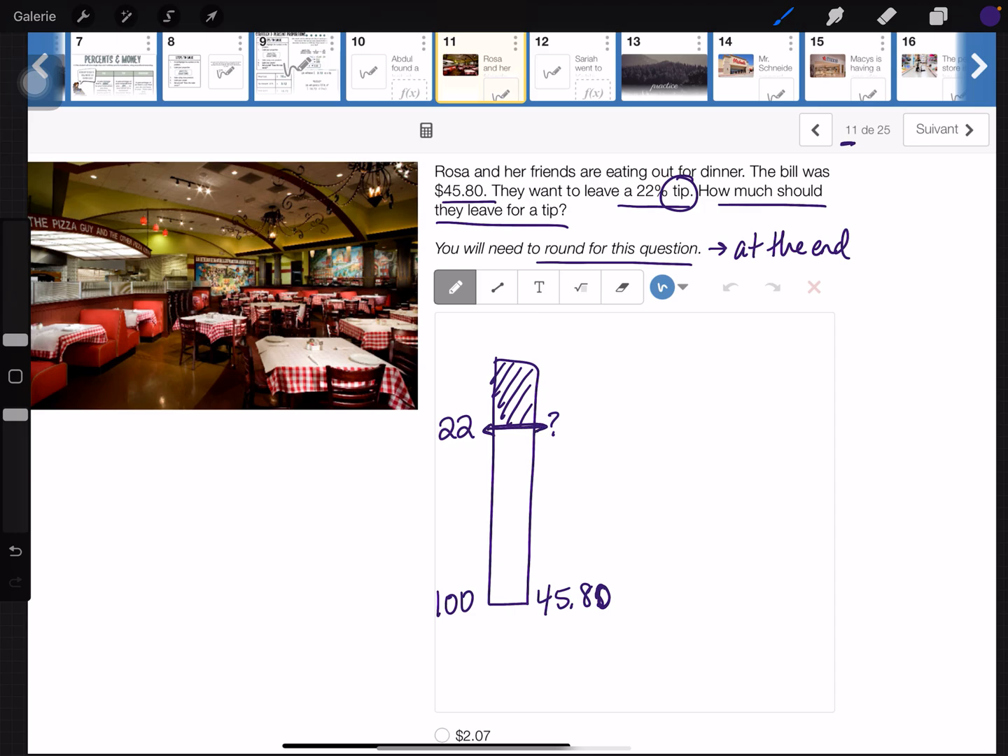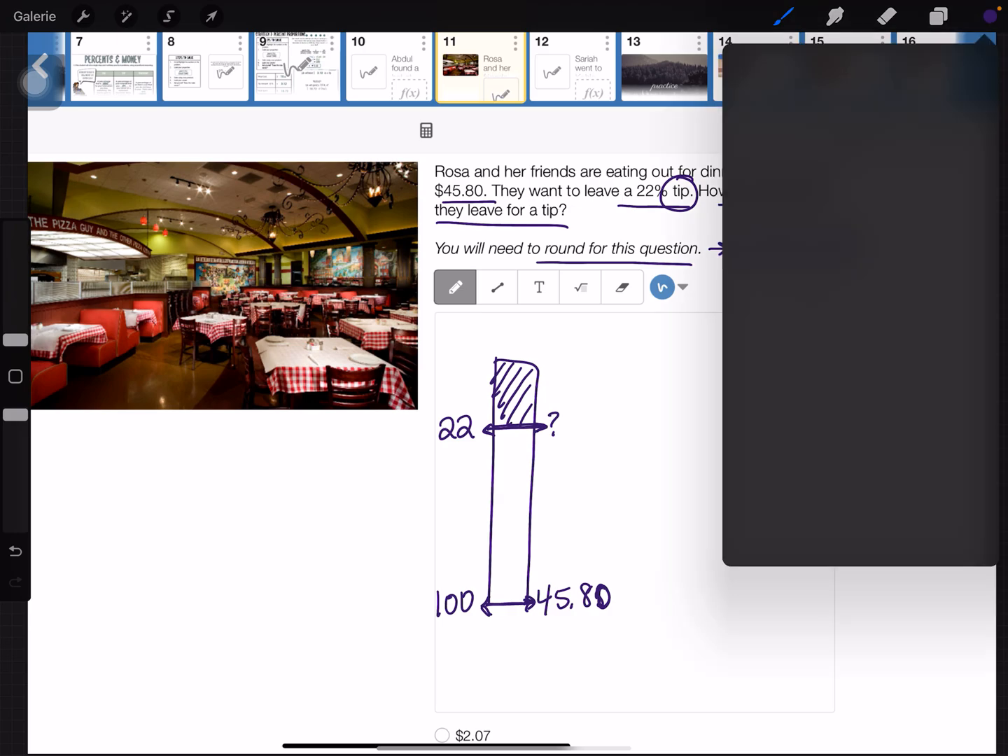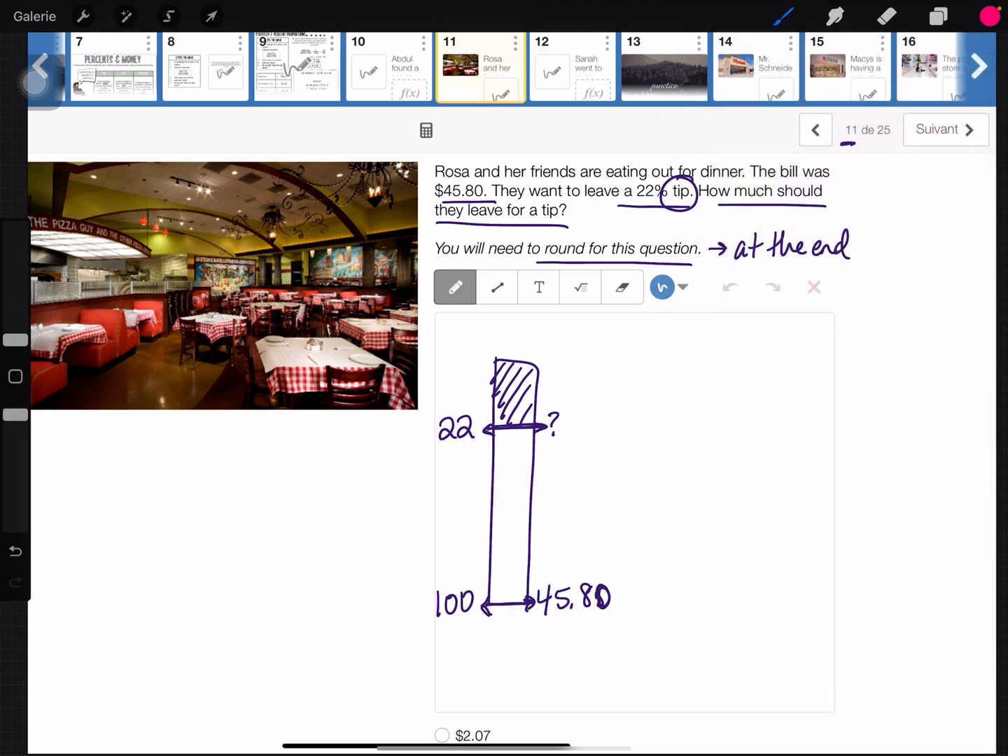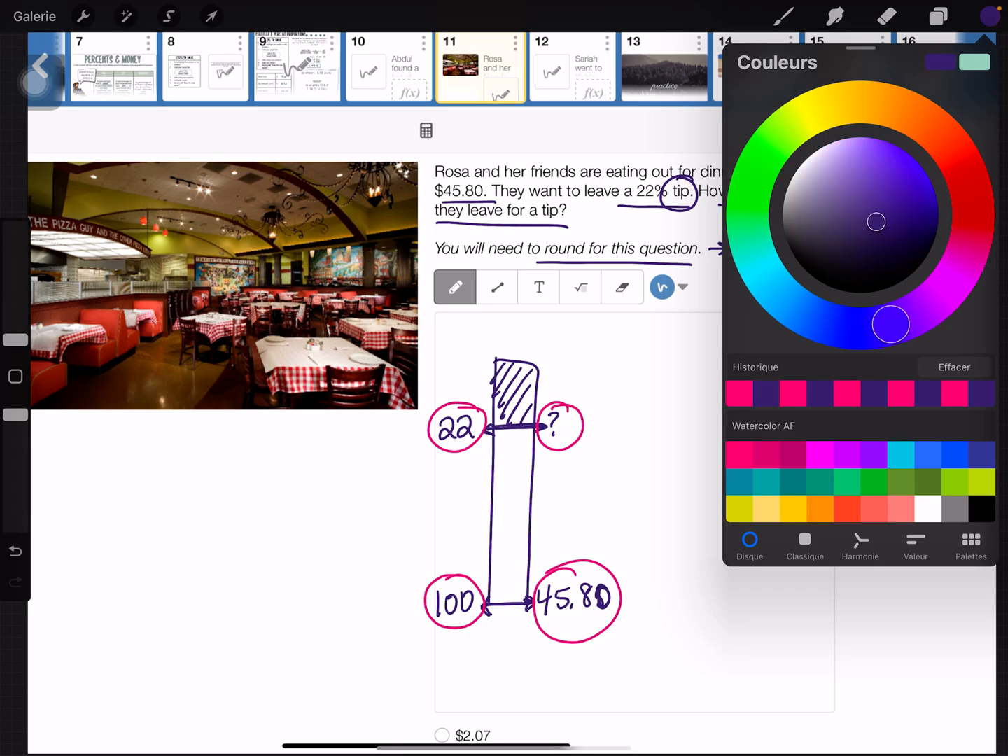So again, I have my equivalents. 22% is equivalent to some number, we don't know. 100%, the total amount that they spent, is equal to $45.80. And I can set this up just the same way. So again, I have my 22 and 100. I have a question mark and my $45.80. So I'm going to use that.